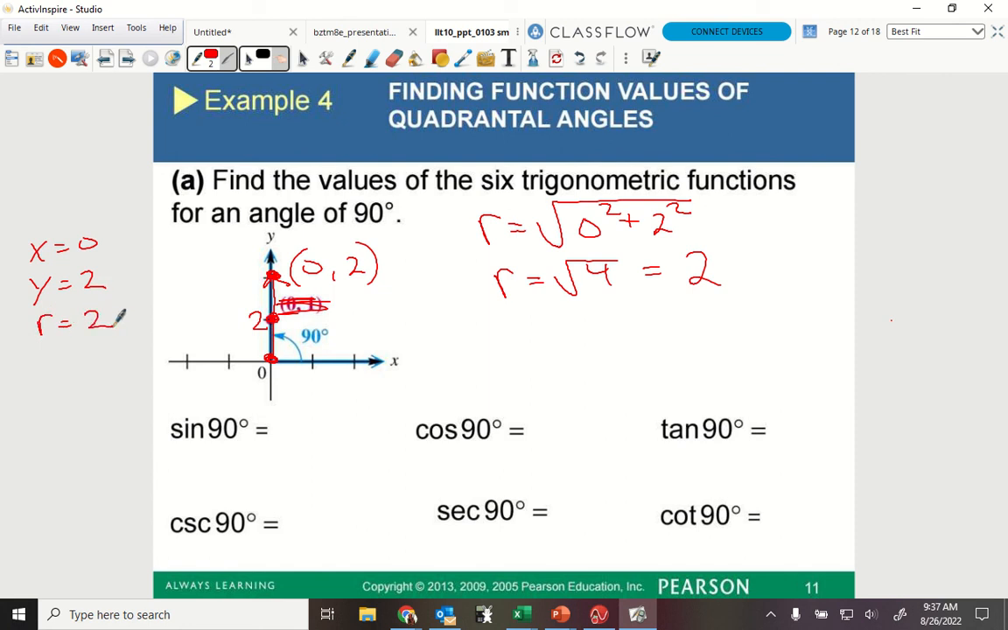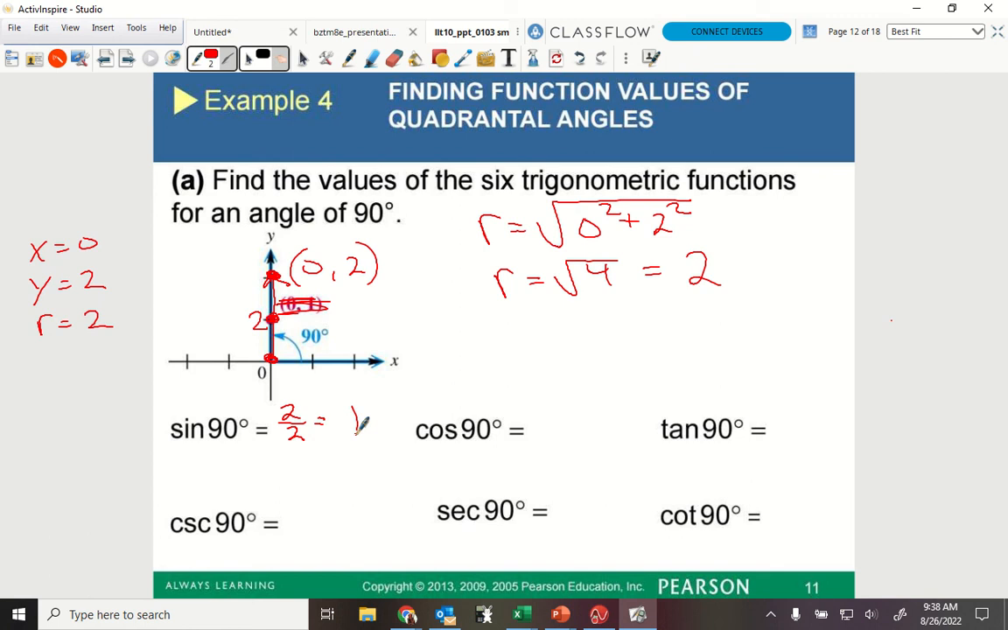Sine is y over r. What's my y? 0 or 2. Very good. So it's 2 over r, which is? 2. Which gives me? 1. Very good. Is that easy? Okay. Right here, 2 divided by 2 is 1. I could have had the same thing if I did it from this other point. It would be the exact same answers.